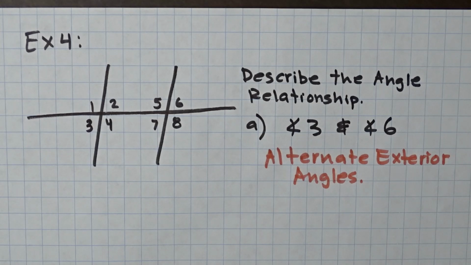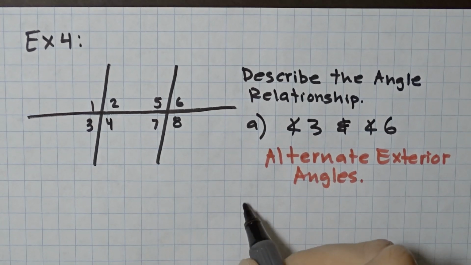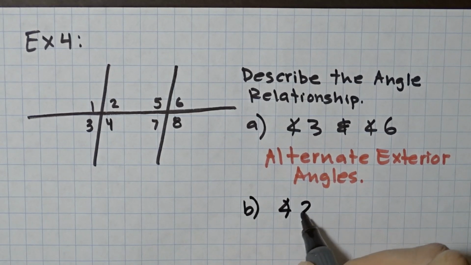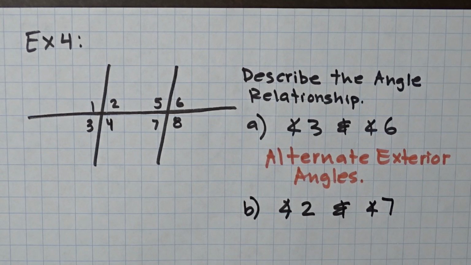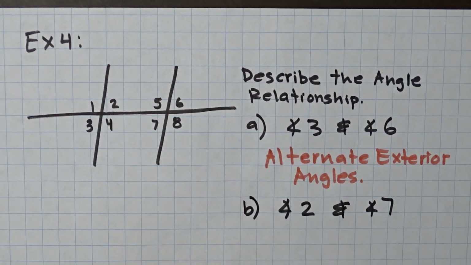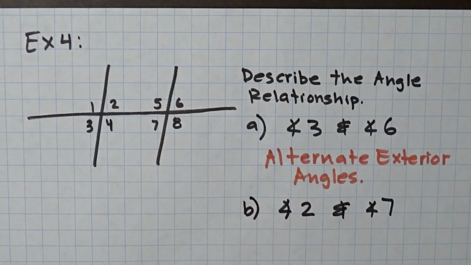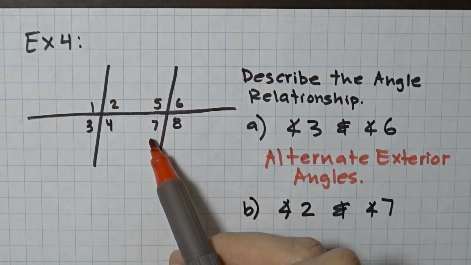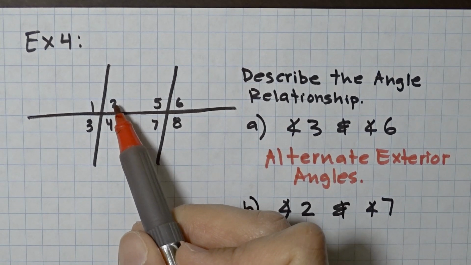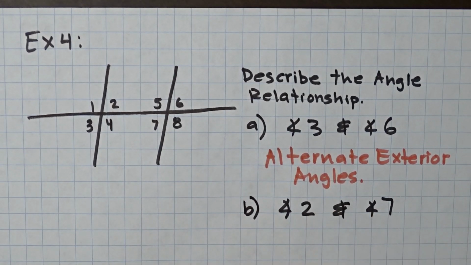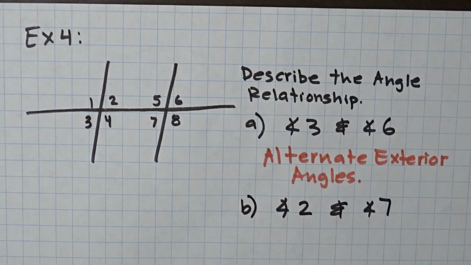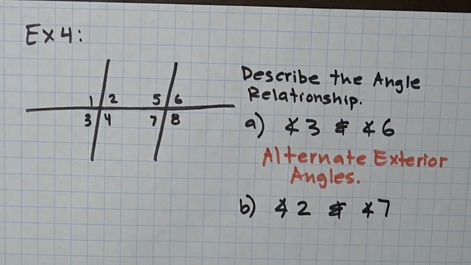The next relationship we're going to describe is going to be angle 2 and angle 7. So angle 2 is on the inside. Angle 7 is on the inside. 2 is on the top, 7 is on the bottom of that line. 2 is on the left on the inside, 7 is on the right on the inside. So they're alternating. So I'm going to say they're alternate interior angles.